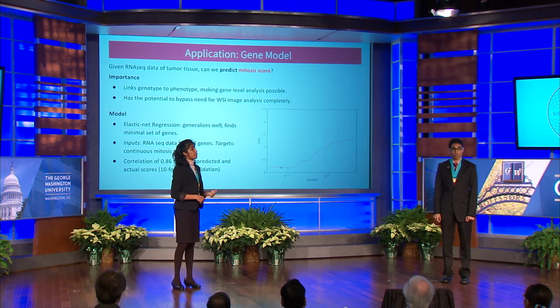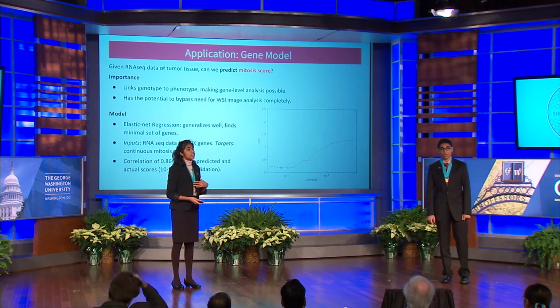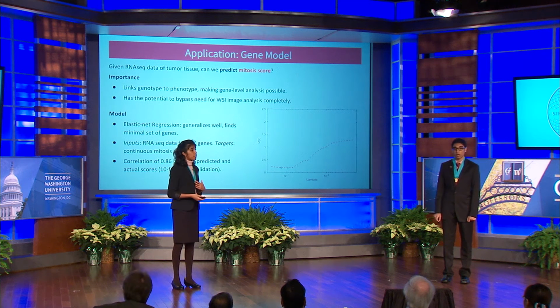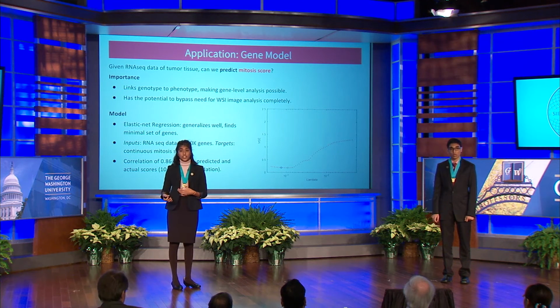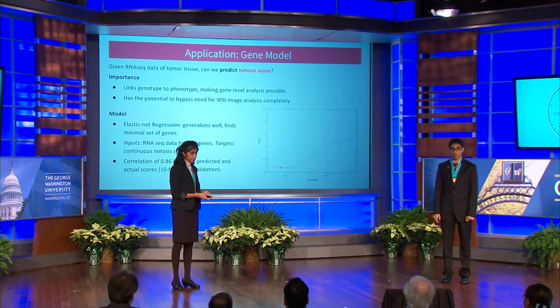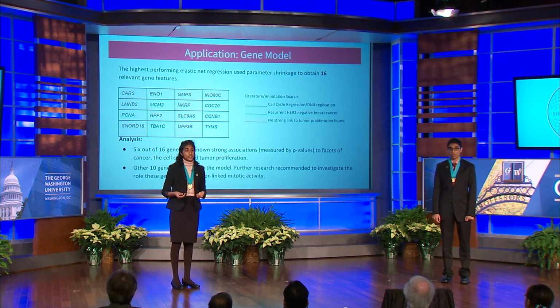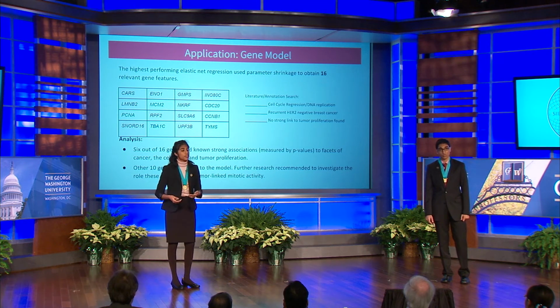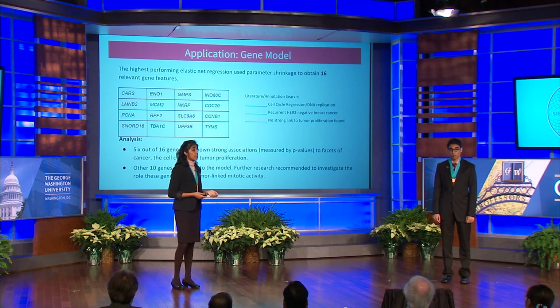So now that we built this effective mitosis score, we wanted to apply it to a gene-level model. This has the potential to bypass histopathology image analysis. And how we did this is we used each patient's set of 20K genes and built an elastic net regression model to predict what their mitosis score would be. And when we analyzed the most important features from this elastic net regression model by taking the non-zero coefficients, we found that 6 out of the 16 most important genes were already related to mitosis and cell cycle regulation and tumor proliferation from previous research, and we recommend further research to investigate the use of the other 10 vital genes.